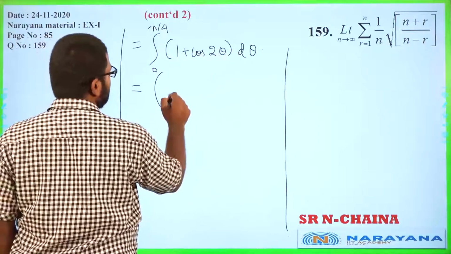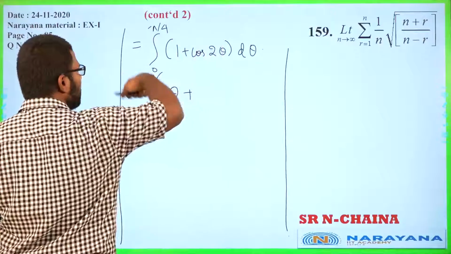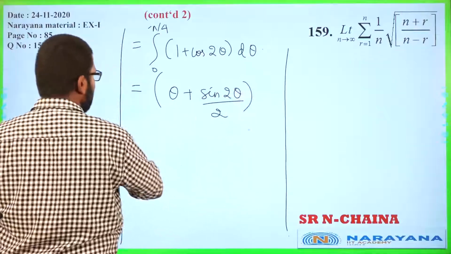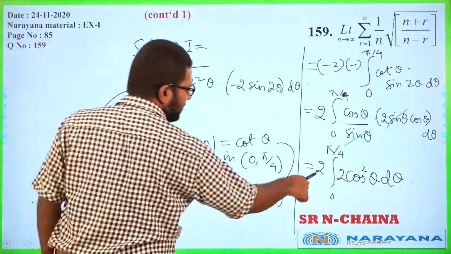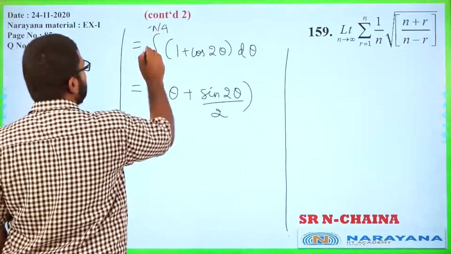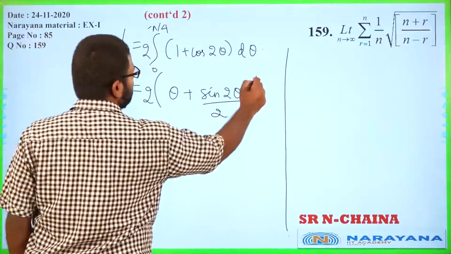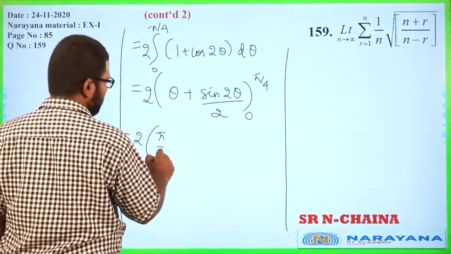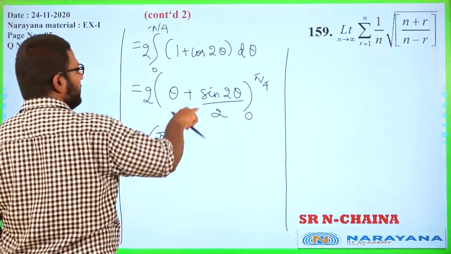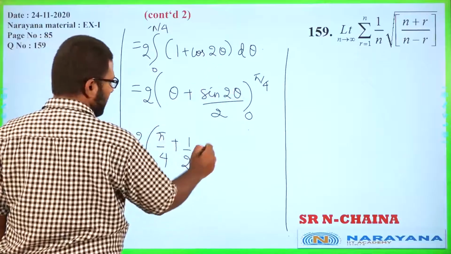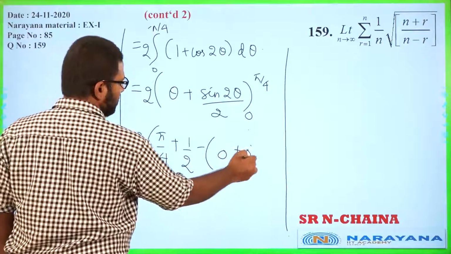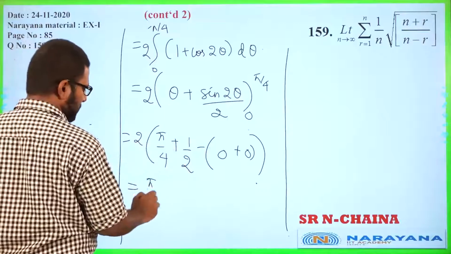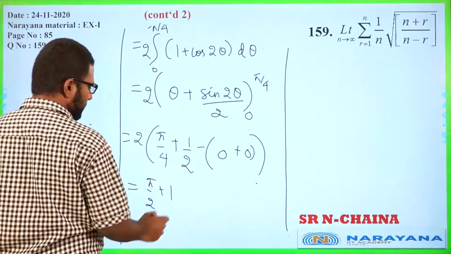The integral of d theta is theta, or rather the integral of 1 is theta. The integral of cos 2 theta should be sin 2 theta upon 2, right? And I think we forgot that there is a 2 outside, so put it 2 times here, from 0 to pi by 4. So, 2 into substitute pi by 4 plus sin pi by 2 upon 2, which is half, minus substituting 0 and 0. Ignore this, this becomes pi by 2 plus 1.